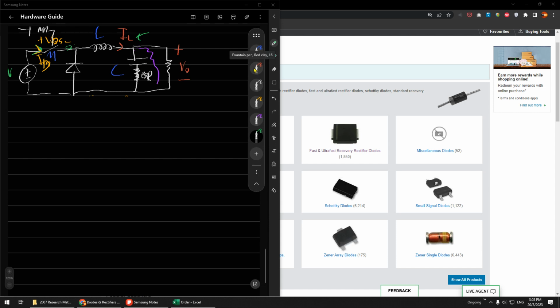So, buying inductor. Buying diode. If you don't know, this one is a diode. So for diode, you have to make sure of the I forward.